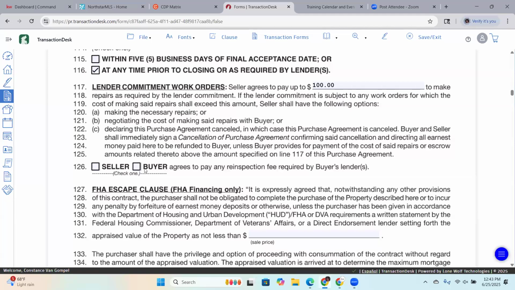Okay. And when you're doing the buyers, it's up to the buyer whether or not they want to pay the re-inspection fee a lot of the times. If this is something where the buyer is asking for inspections, best practice, have your buyers pay for it because they're the ones who are hiring the inspector to go out to the home.